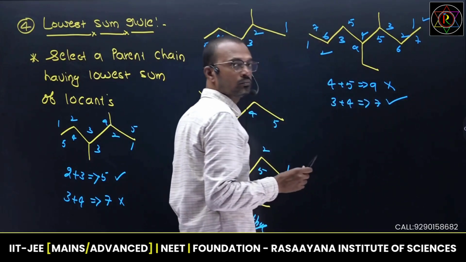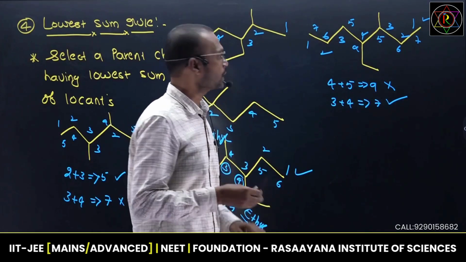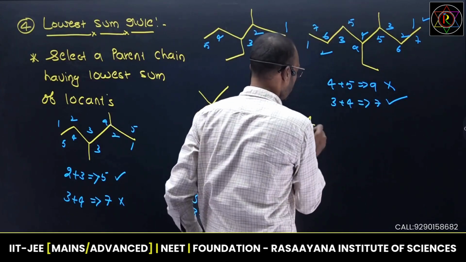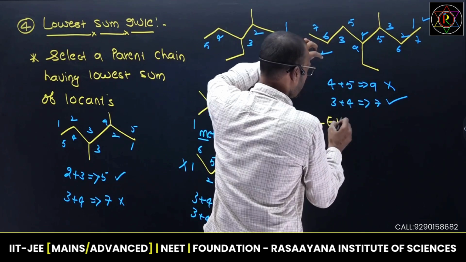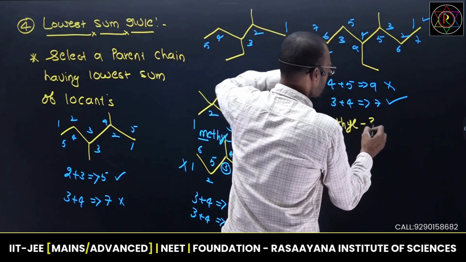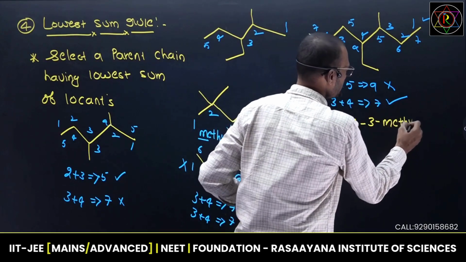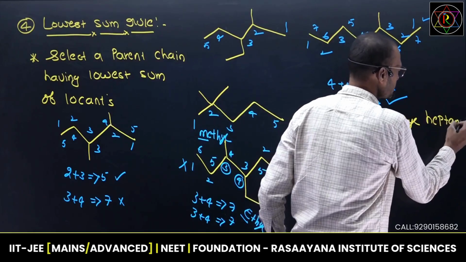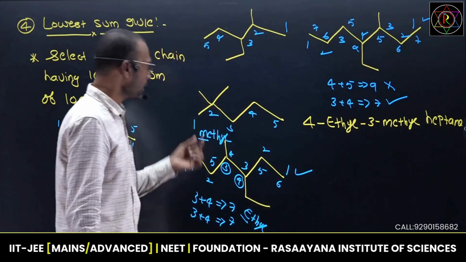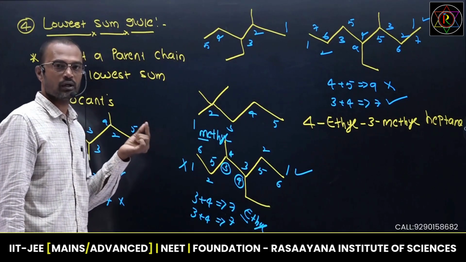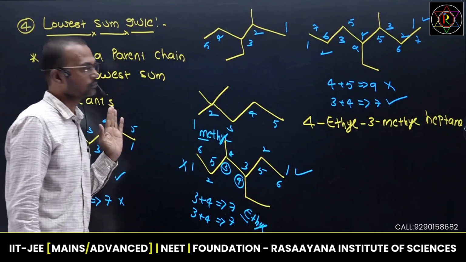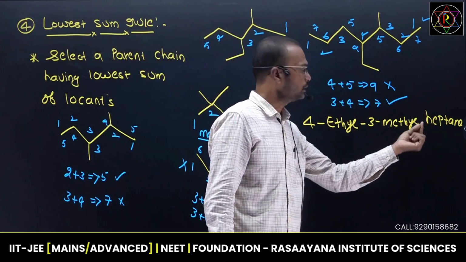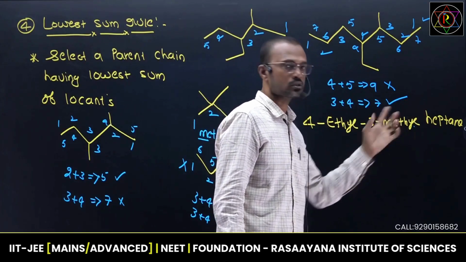But write down the IUPAC name according to alphabetical order. So the third position carries methyl. Don't write 3 first, write down 4. So I can write like this: 4, this is ethyl, 4-ethyl, and this is 3-methyl. Then finally, total number of carbons is 7, so I can say heptane. This is the name. IUPAC names are one-word names. Don't give any space within the complete IUPAC name of a molecule. Between two words, don't give any space. For your understanding purpose I give spaces, but don't try to give any space between two words.